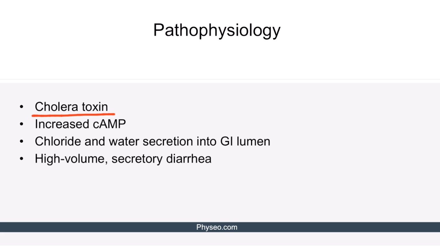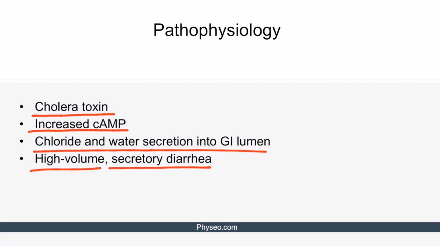But the net result is shown here. Overactivation of adenylate cyclase itself causes increased cyclic AMP production. So focus on the cyclic AMP. Cyclic AMP opens up the apical chloride channels on the enterocytes and causes increased chloride and water secretion into the gastrointestinal lumen. So naturally, this would result in a high-volume secretory diarrhea.